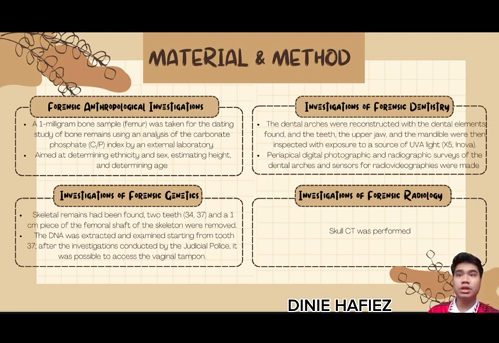To isolate the DNA, allowing personal identification of the subject whose skeletal remains had been found, 2 teeth and a 1 cm piece of the femoral shaft of the skeleton were removed. In particular, 37 individuals were subject to DNA extraction at the forensic genetic laboratory of the University of Bari. In the preliminary stage of the investigations, the DNA was extracted and examined starting from the 37.